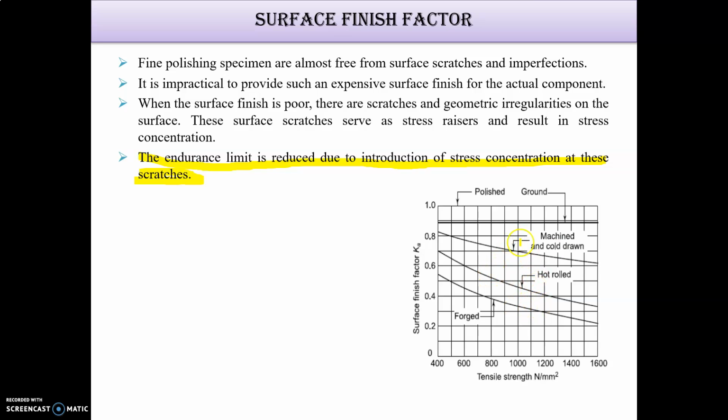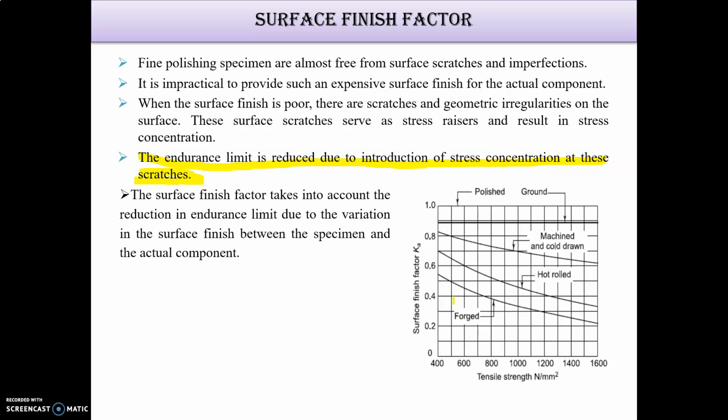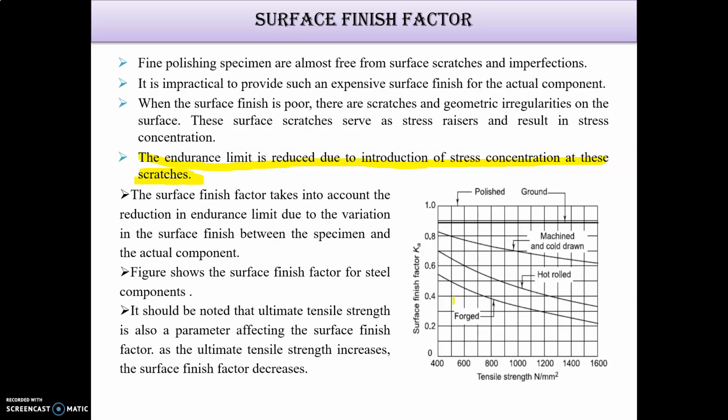It's forged, hot rolled, machined or cold rolled. It is for ground, for polished parts. This graph will help you to get the data while solving numericals, we can check it out. Now the surface finish factor takes into account the reduction in endurance limit due to the variation in the surface finish between the specimen and the actual component. Now it should be noted that the ultimate tensile strength is also a parameter affecting the surface finish. So this is also a point.